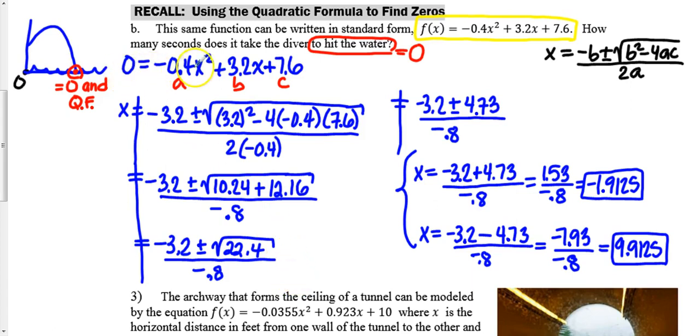Let's see how we're going to answer the question. It said, how many seconds does it take for the diver to hit the water? Well, we know we can't have negative time, so we'll reject that answer. And our real world answer is 9.9125 seconds.